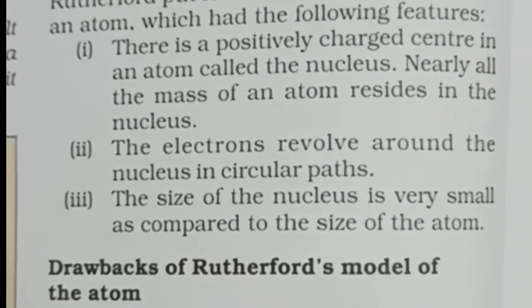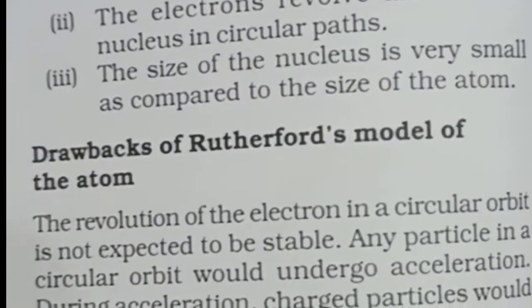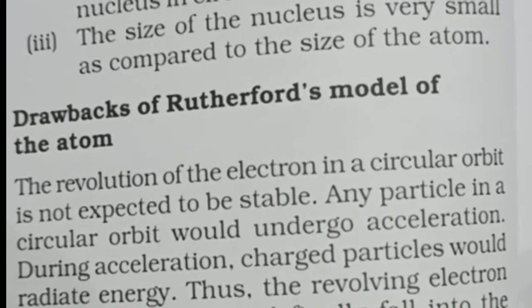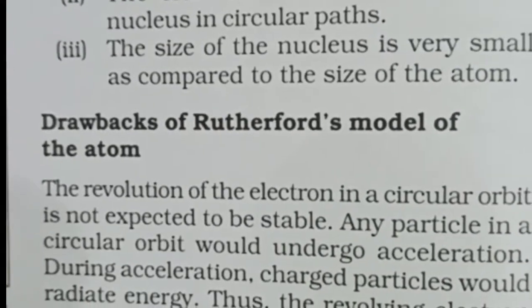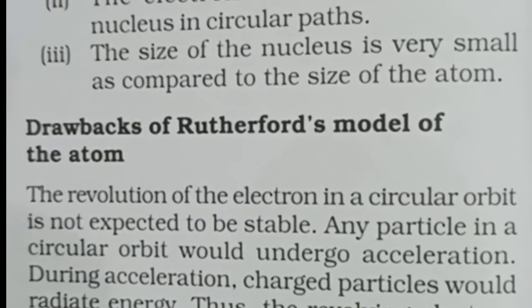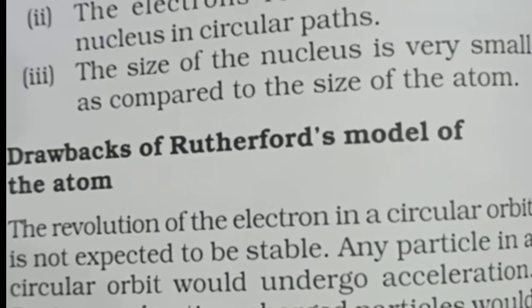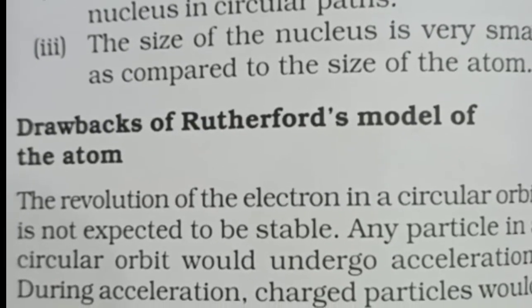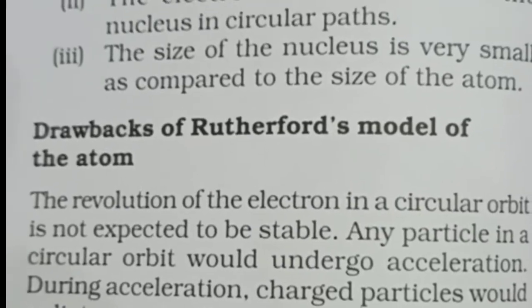But you all know that everything has got two sides. A coin has got two sides, head and tail. In the same way, if there were some good points about Rutherford's model of an atom, then there are some bad points, or we can say some defects, some drawbacks in Rutherford's model of an atom. So we will see about the drawbacks of Rutherford's model of an atom.